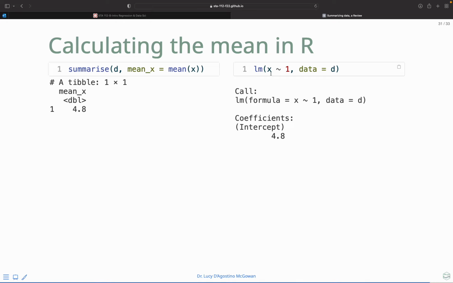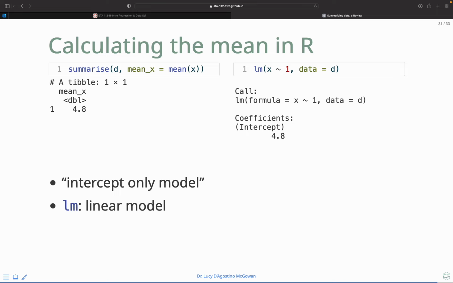And so here, the variable to the left of the tilde is the data that you're trying to predict. In this case, we were trying to estimate x. And the thing to the right would be the variable you're using to estimate it, which in this case, we're not using another variable. We're just trying to calculate an intercept. So I can just use the number 1 to indicate that. And you'll notice I get this 4.8, exactly the same value that I got when I calculated the mean. This is known as an intercept-only model. That lm stands for linear model.